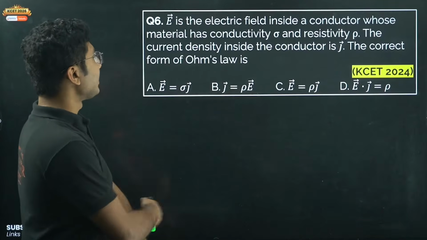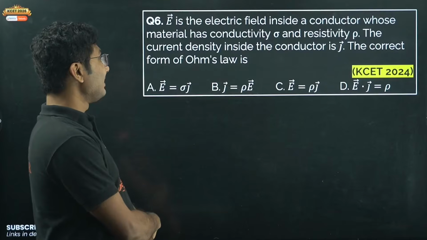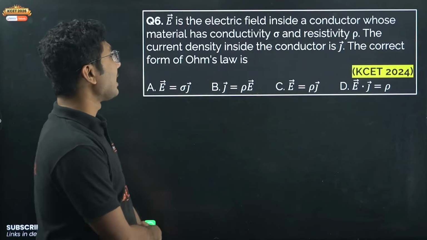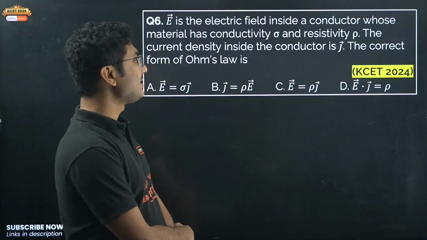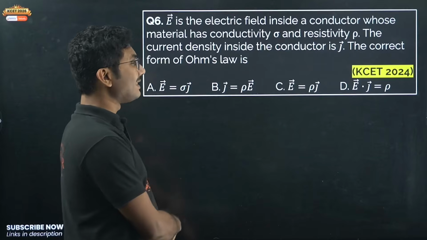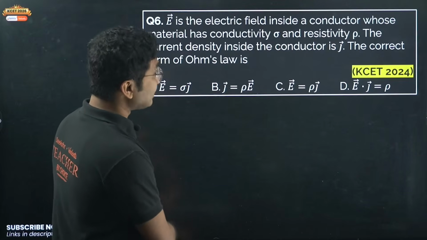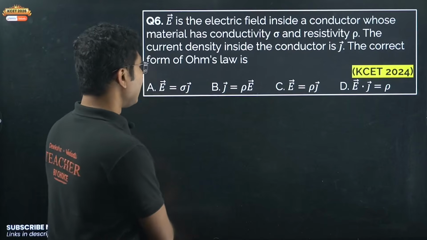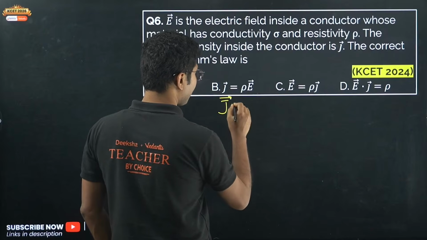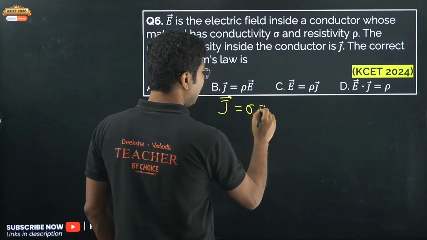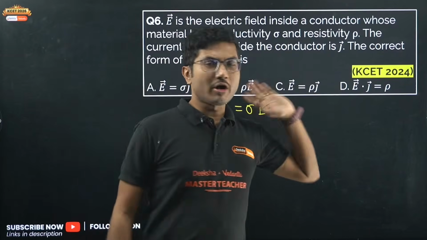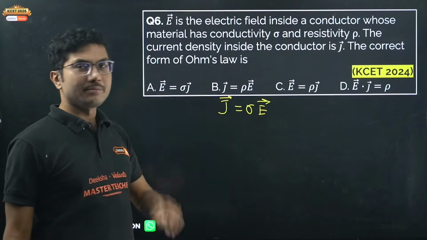Now next question. E vector is the electric field inside a conductor whose material has conductivity sigma and resistivity rho. The current density inside the conductor is J vector. The correct form of Ohm's law is. So we know that J equals sigma E is another form of Ohm's law. But you see that option is not given over here.